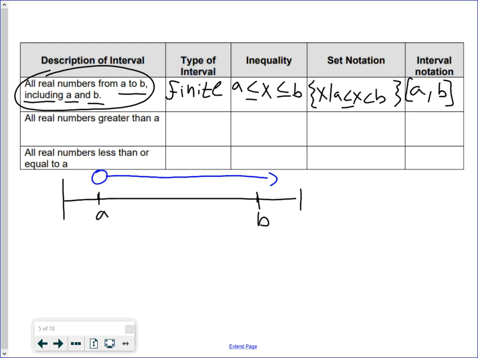So we only have one endpoint, right? We start at A and we go on forever to positive infinity because we're not bounding the right side. So we only have one endpoint. That makes this infinite.